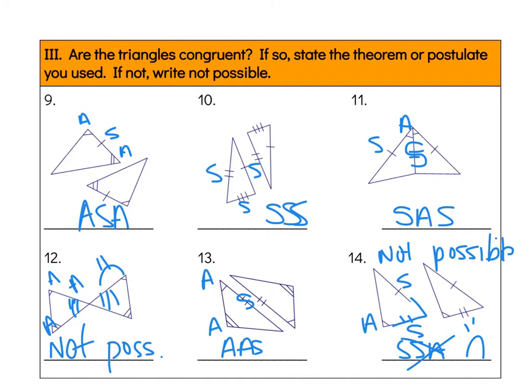So in example number 9, we have angle, side, angle, so it's ASA, and we do it in this order, so there's an angle, there's a side, there's an angle, so that is one of our theorems and postulates. 10 is side, side, side. I label them so I know which theorem or postulate I'm going to use. 11 is side, angle, side. This side right here is reflexive, so it's congruent to itself. Here we have angle, angle, angle, and that is not one of our congruent postulates or theorems, so this is not possible. Number 13, we have angle, angle, side, which is possible. And 14 is another not possible because we have SSA, and that is not one of our congruent theorems or postulates.